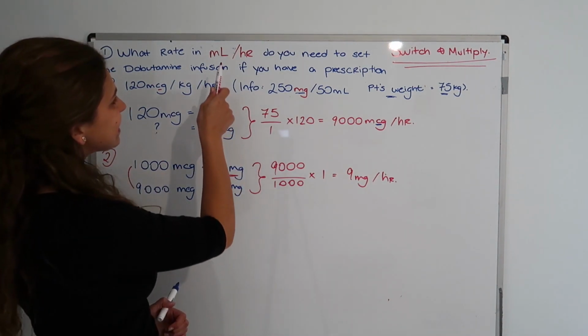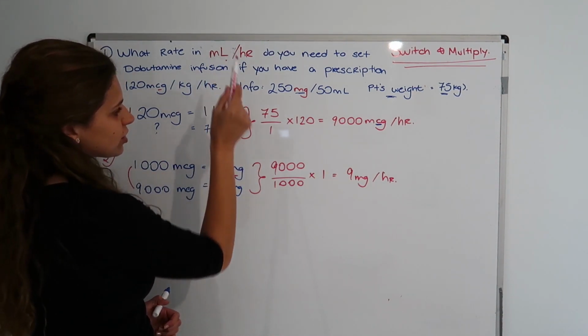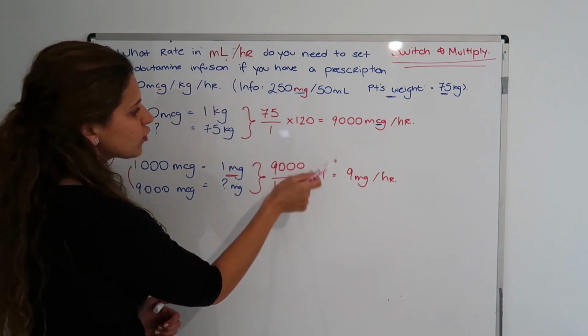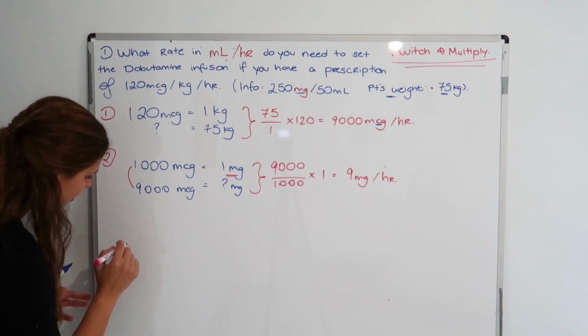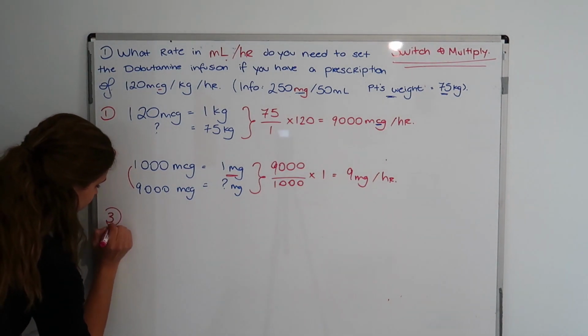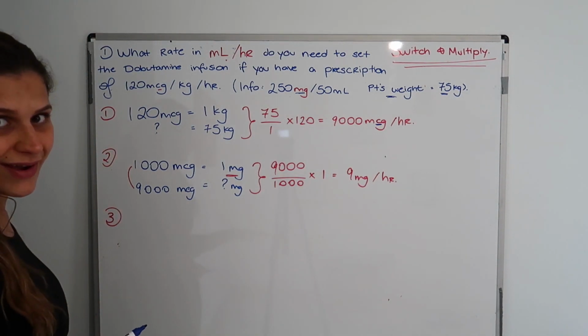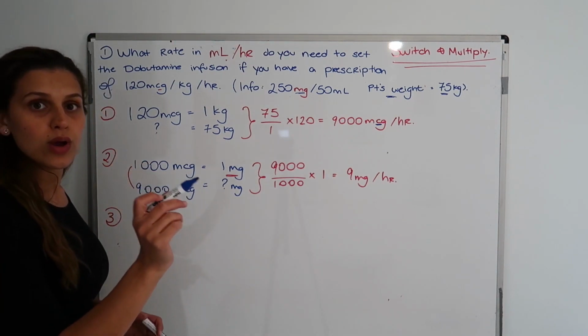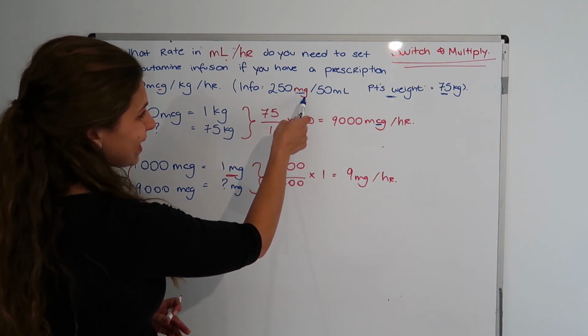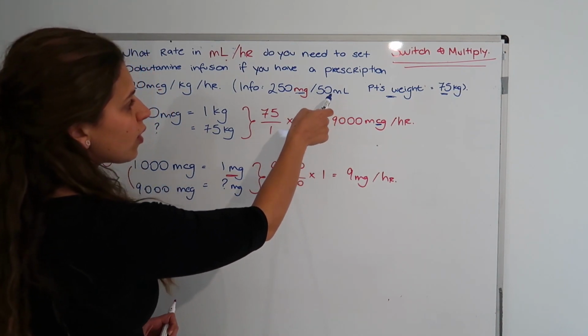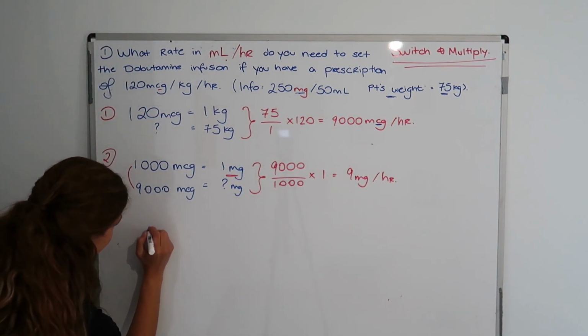But the question is asking for milliliters, not micrograms, not weight. They want volume. So step 3 is to change from weight to volume. Okay, and this will be the final step. So we know that 250 milligrams is found in a volume of 50 mils. So let's write it here.